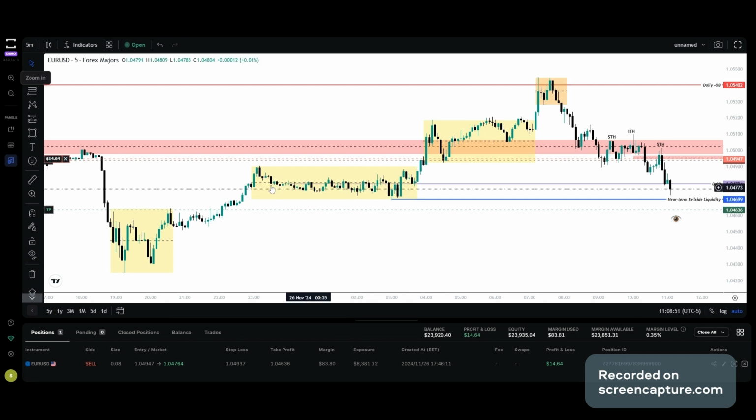Right here inside of this consolidation. So this first accumulation is basically Asia, late Asia. So like the Sydney session, Sydney and Tokyo, and then we have London right here.